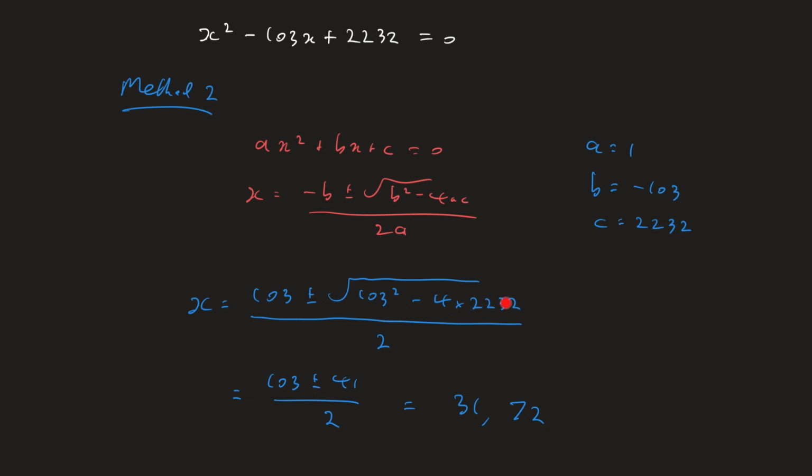Using a calculator, we evaluate this square root to find it is 41. So the roots are 103 plus 41 divided by 2, which gives us 72, and 103 minus 41 divided by 2, which gives us 31. We found these on the previous page simply by trial and error, assuming that they were rational numbers to begin with.